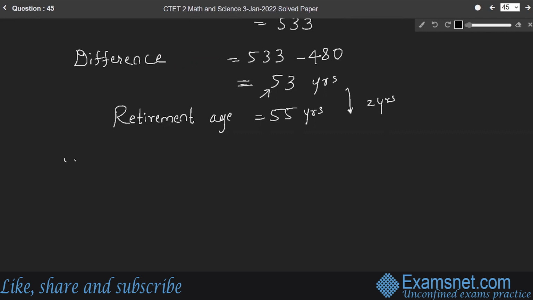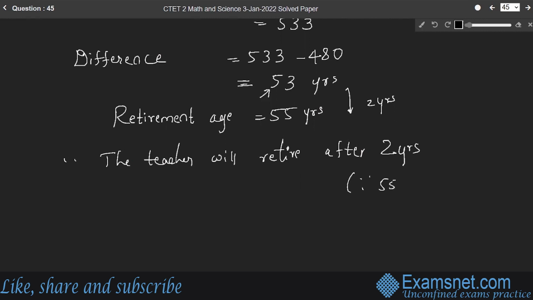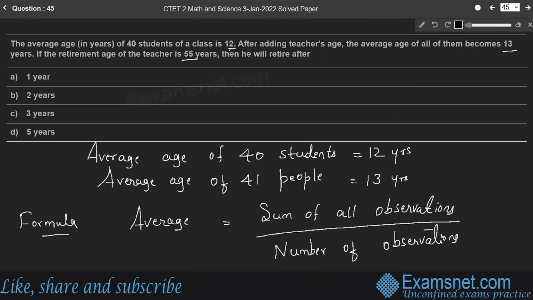Therefore, the teacher will retire after 2 years because 55 minus 53 is equal to 2. Therefore, the correct option is option B.